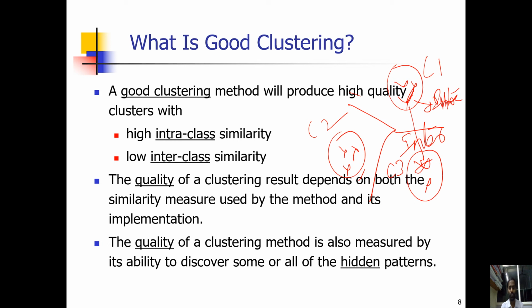The quality of clustering results depends upon what similarity measure we are using. We have different similarity measures, such as Euclidean distance and Manhattan distance. Likewise, we have different dissimilarity distance metric formulas. Based upon these formulas, we find different types of clusters. The quality of a clustering method is also measured by its ability to discover some or all of the hidden patterns.